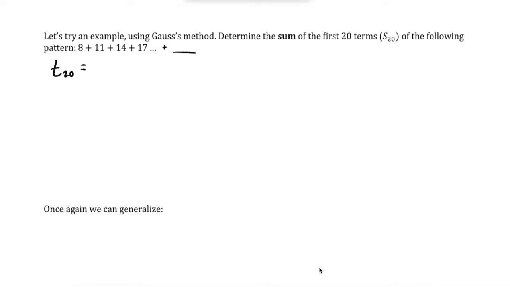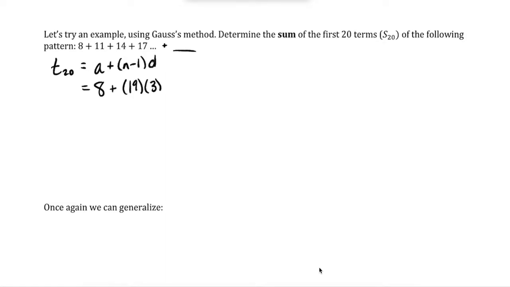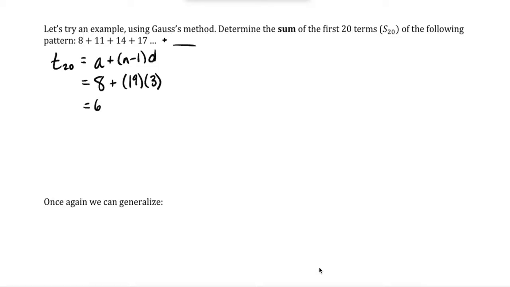And this, again, is an arithmetic pattern, so I'm just going to use my arithmetic formula. So my first digit is 8 plus n minus 1, so 19 in this case, times d, the amount that I'm adding every time, which is 3. And when I actually add this up, I get that T20 is equal to 65.